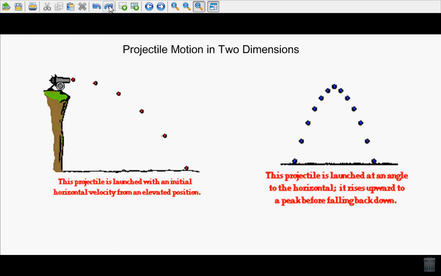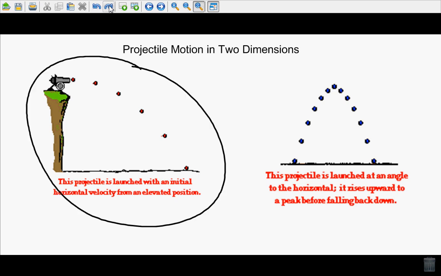We have a lot of objects that are launched at an angle. We have a lot of things that happen at angles. So that takes understanding what's going on in 2 dimensions. We're going to delve into that today. We're going to look at this left problem this week.